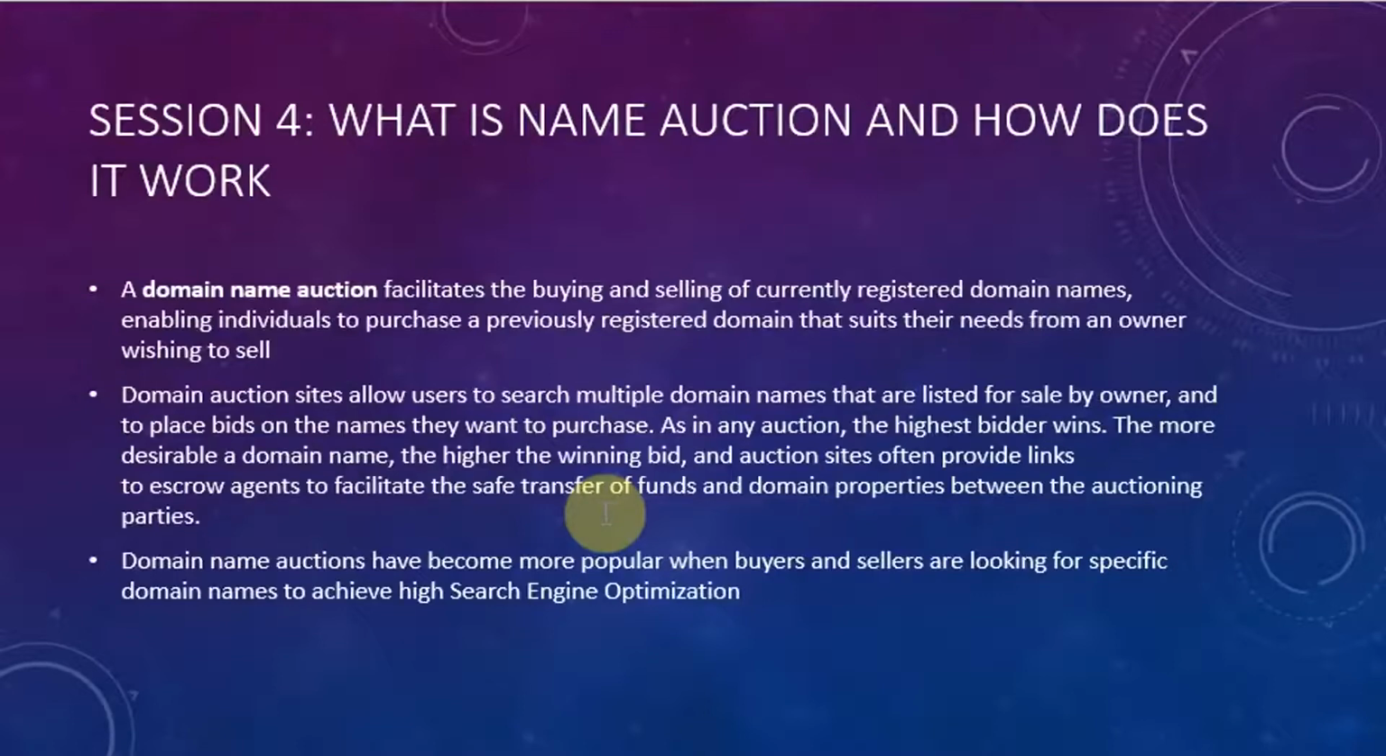In the next video, when I'm going to discuss purchasing the name and managing the name, you are going to see how MetaMask comes into play. So what is a name auction and how does it work? A domain name auction facilitates the buying and selling of currently registered domain names, enabling individuals to purchase a previously registered domain name that suits their needs from an owner wishing to sell it.